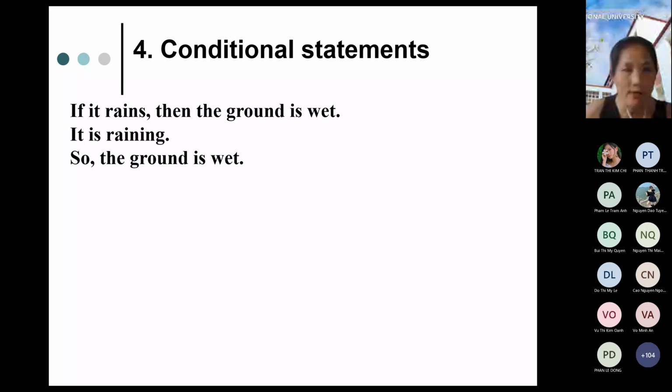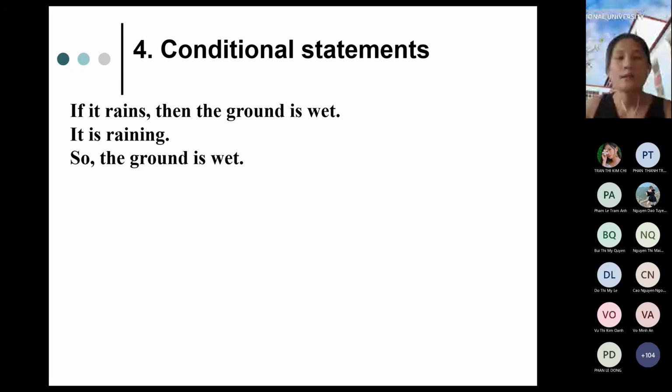Okay, anyway, here in this original argument, we have 2 statements of premises, isn't it? And of course, the last one is the conclusion. And we are learning about the conditional statement with the symbol, the arrow. So if it rains, then the ground is wet. It is raining, so the ground is wet. So we have 2 pieces of information here: it rains, the ground is wet.